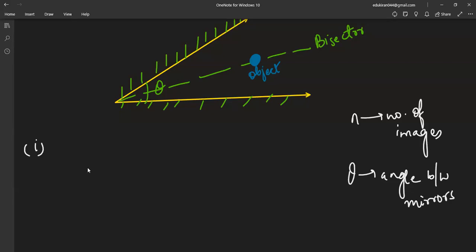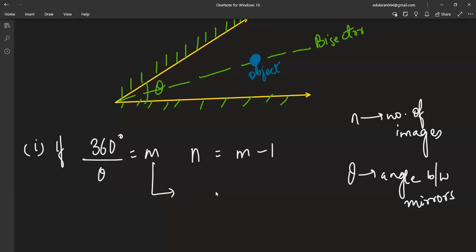All right. So if you take 360 divided by theta, you're getting some value, let's say m. Whatever value is coming, this is some m. So the number of images n will be whatever you're getting, subtract 1 from it: m minus 1. When will you do this? If the m which you have calculated is coming even. Suppose 360 divided by some number, I am getting, let's say, 2. So 2 is an even number. Two mirrors are there. One image only forms. So the number of images is 2 minus 1, which is 1.